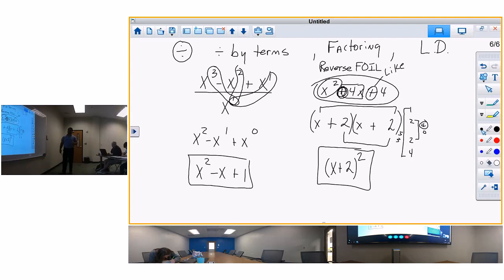Now, we're going to get to the shortcuts in just a minute. So those of you that say, well, I remember doing it a different way, just be quiet. Okay? We'll get to that in just a minute. That's how you do the reverse FOIL.